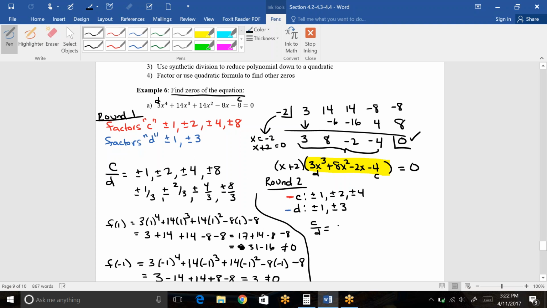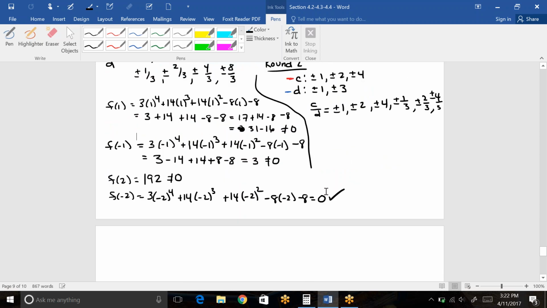So if I list my list, 1 over 1 is 1, 2 over 1 is 2, 4 over 1 is 4, then we put them over a third, or over 3. So 1/3, 2/3, and 4/3. Notice that now our list is a little bit smaller. We've lost the 8 and the 8/3. And that's because our polynomial reduced.